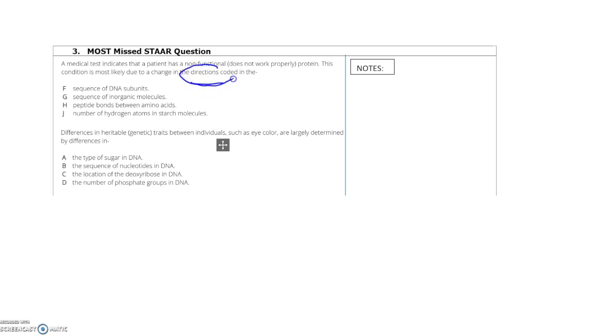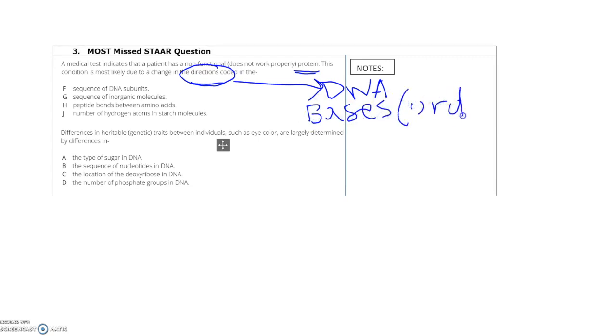Anytime we're talking about directions coded, especially for proteins, we are referring to DNA. So everyone make sure you have that written in your notes. The most specific part of DNA that works for coding are going to be our bases. And specifically, it's the order of the bases that is going to determine what protein is happening. So if the protein isn't working, then there must be something wrong with the sequence of DNA subunits.